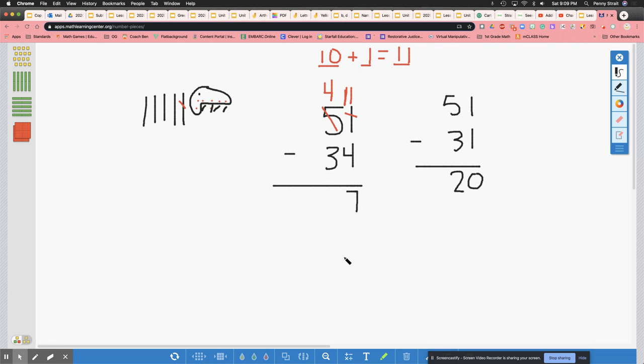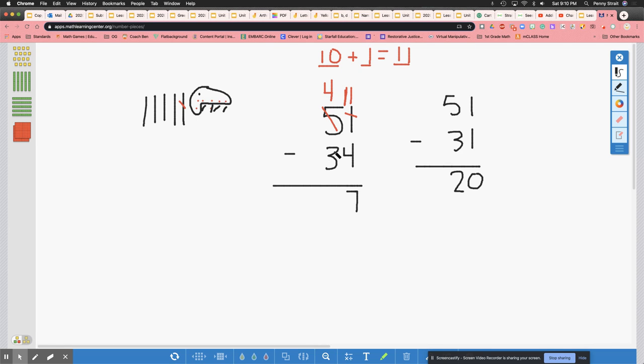Are we done yet? Oh, I'm so glad you said no. We still have to finish our tens place. We have only subtracted 4. The problem was 51 minus 34. I still need to subtract the 3 tens to make 30.